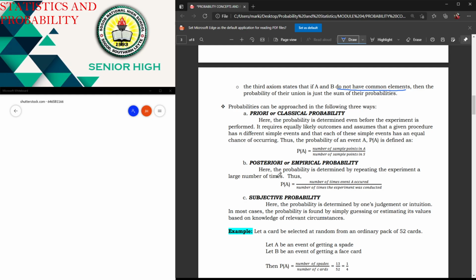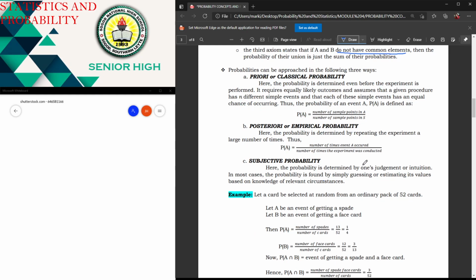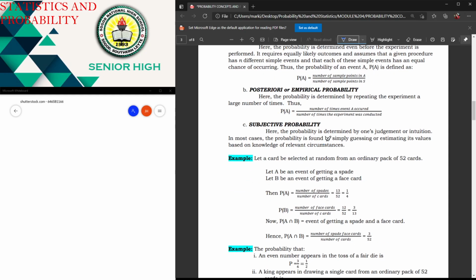Second is a posteriori or empirical probability. Here, the probability is determined by repeating the experiment a large number of times. Thus, to get the probability of A, we have the number of times the event occurred over the number of times the experiment was conducted.